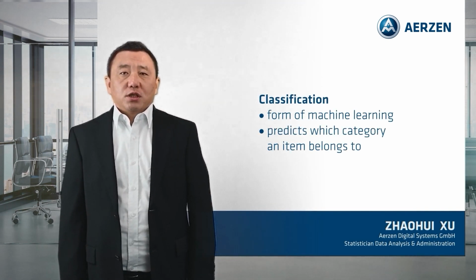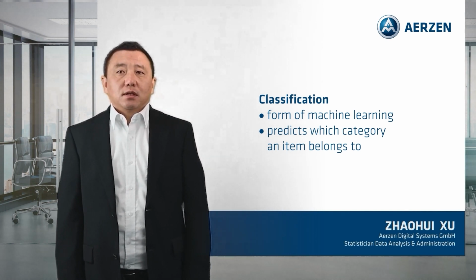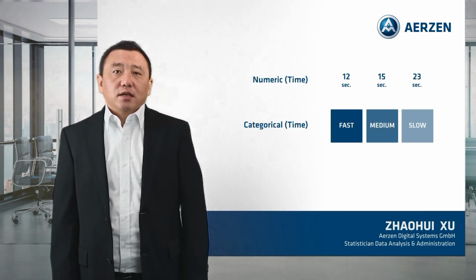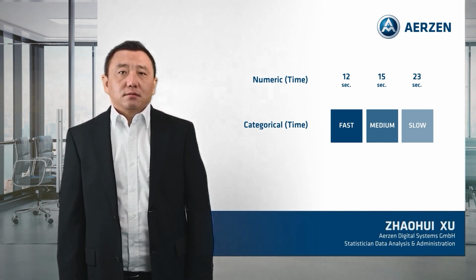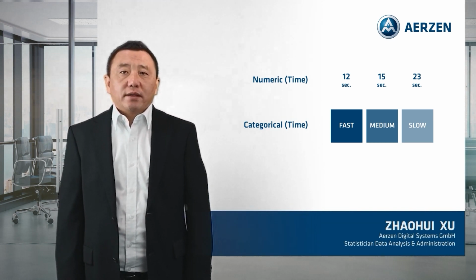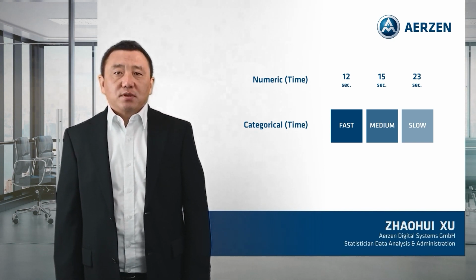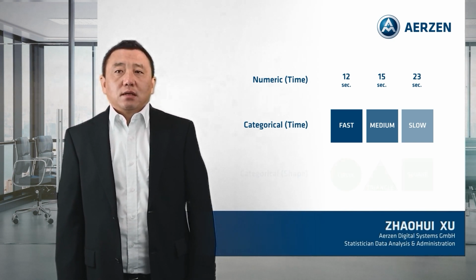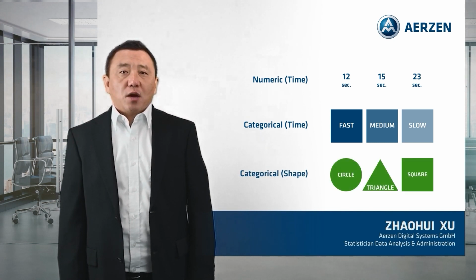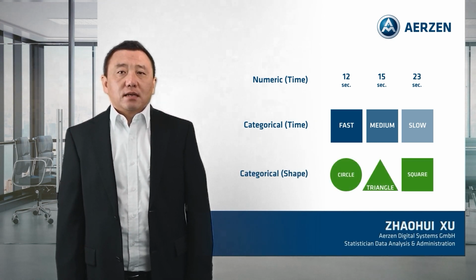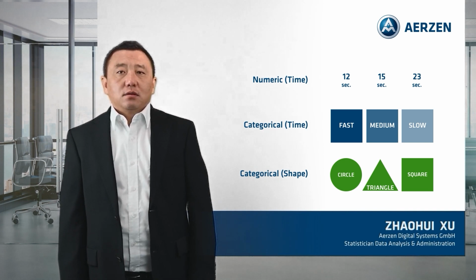Classification is a form of machine learning in which you train a model to predict which category an item belongs to. Categorical data has distinct classes rather than numeric values. Some kinds of data can be either numeric or categorical. The time to run a race could be a time in seconds, or we could split times into classes of fast, medium, and slow, categorical. While other kinds of data can only be categorical, such as a type of shape: circle, triangle, or square.